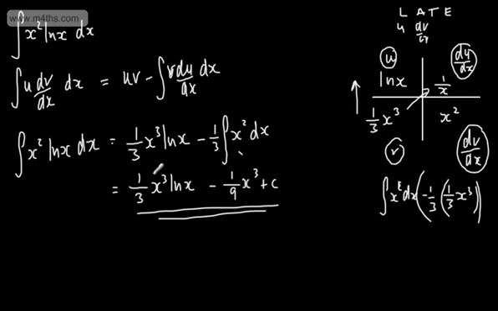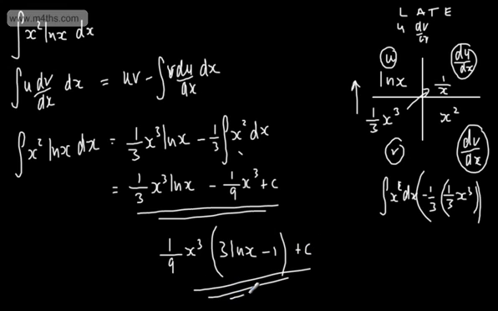That now is the integral. 1/3 x cubed, the natural log of x, minus now 1 over 9 x cubed. And of course you can factor that if you want. You could write this as 1 over 9 x cubed, then we'd have now 3 the natural log of x minus 1 plus a constant. And if you were asked to factor it, that is one form that it could be written in.